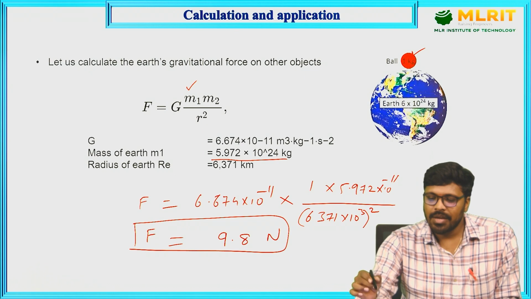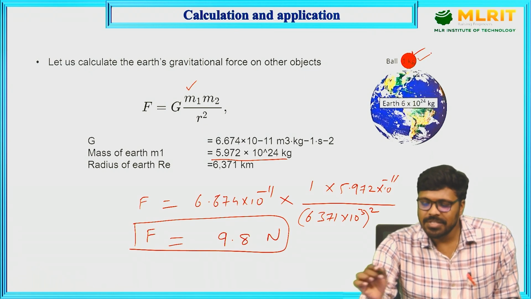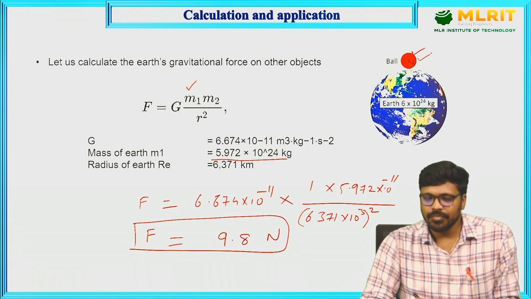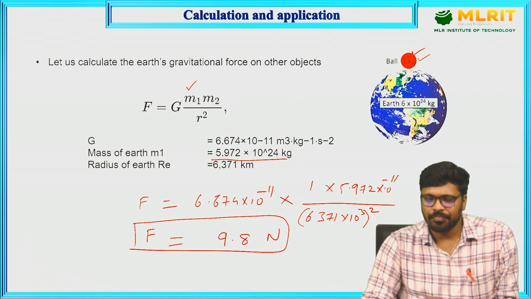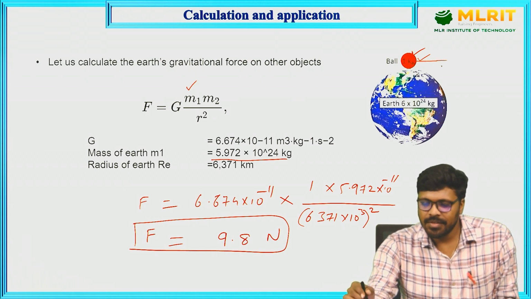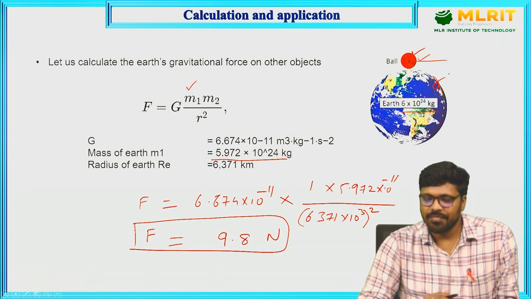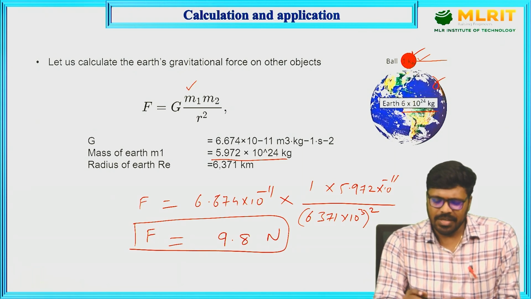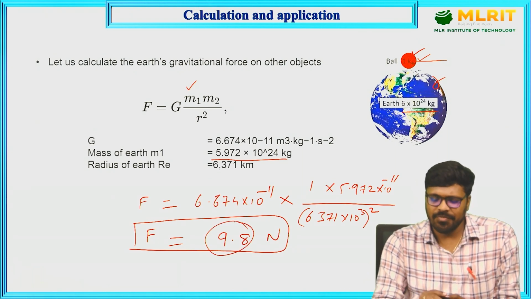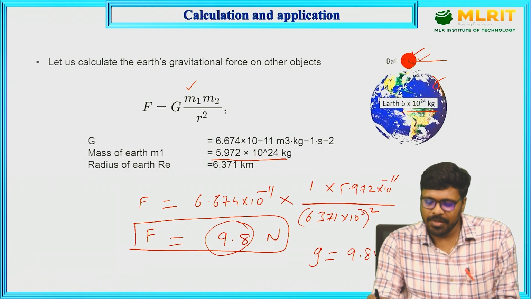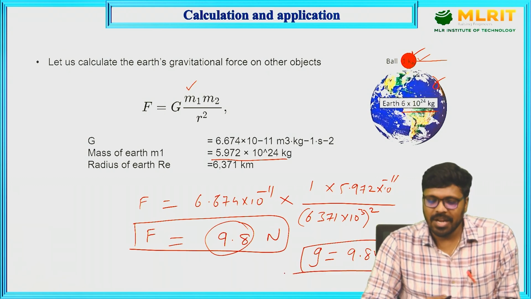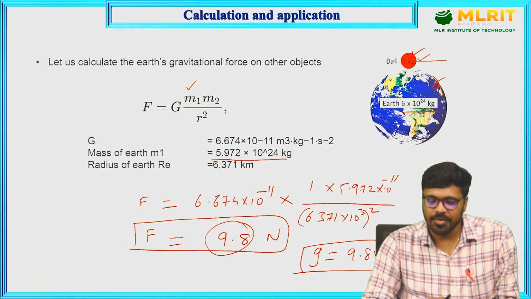9.8 Newton on a mass of ball which is 1 kg. So this is the gravitational force on the ball, and the distance is the radius of the earth. Generally everyone knows this value 9.8. That is the value of small g also. Small g is equal to 9.8 meter per second square. Everyone knows this: gravitational attraction force, acceleration due to gravity.